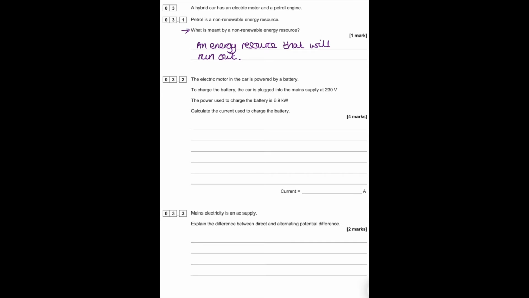The electric motor in a car is powered by a battery. To charge the battery, the car is plugged into the main supply at 230 volts. The power used to charge the battery is 6.9 kilowatts. Calculate the current used to charge the battery.